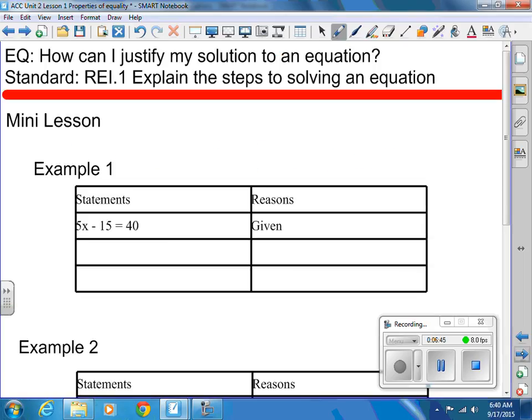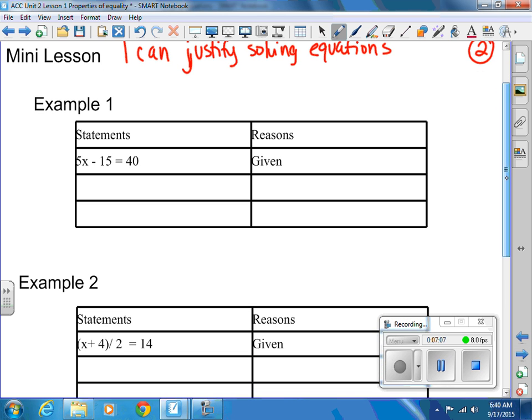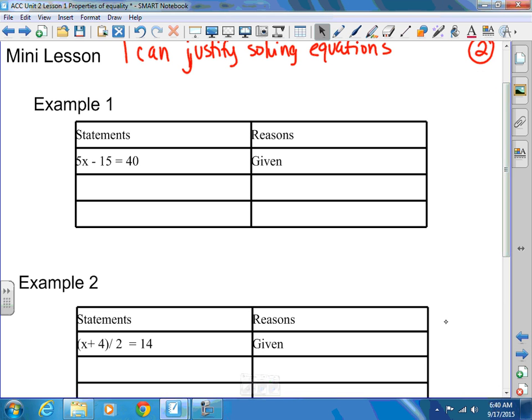All right, so here is our notes for today. If you would put a number 2 in the top right-hand corner of the paper, and if you would write the topic on the left side, I can justify solving equations. Then go ahead and jot down these 2 tables for me. We're going to work on justifying our steps.